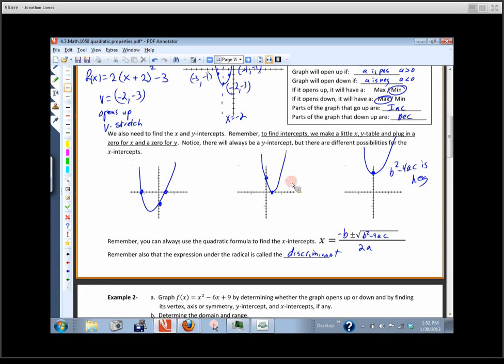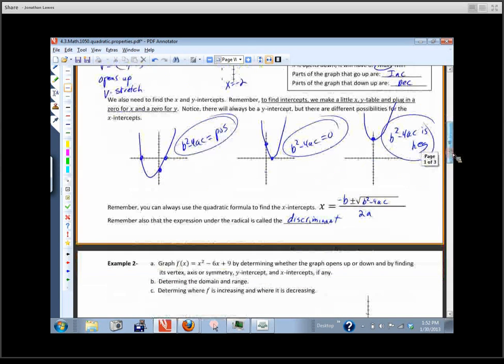Somebody remember what it is here? It's 0. Okay. And what is it if you have two x-intercepts? Positive. Now, there's a special case here. If it's positive and it's a perfect square, then we get what we call rational zeros or rational solutions. So just keep that in mind. We did talk about this in 1010. That might come in handy down the road. Any questions?